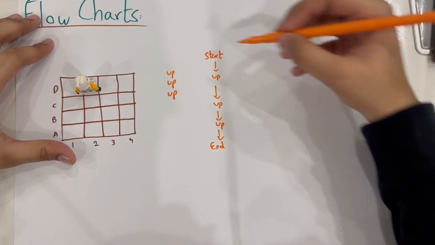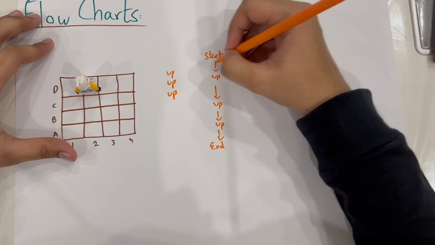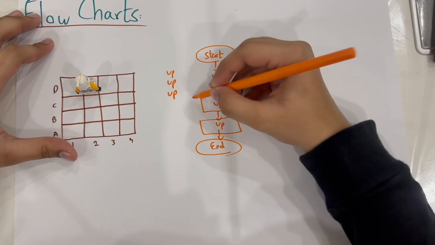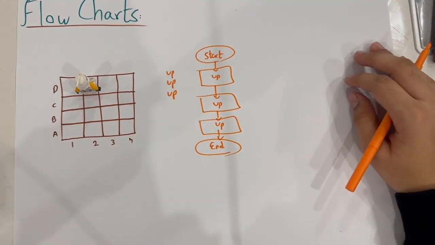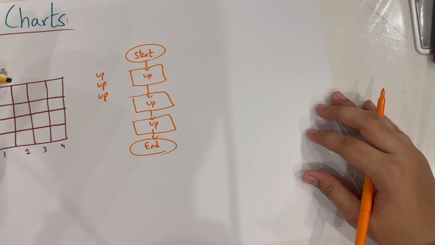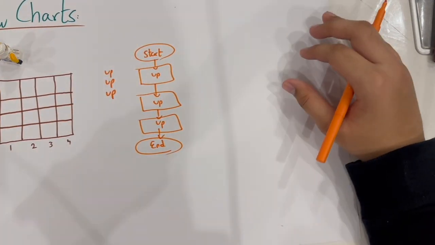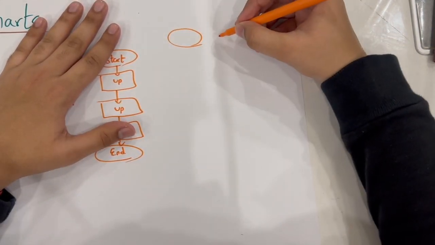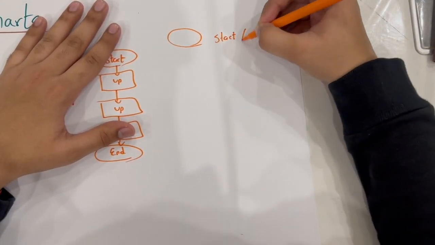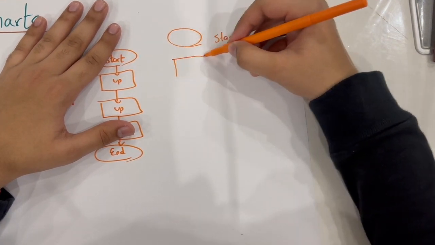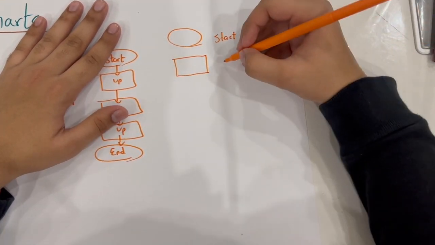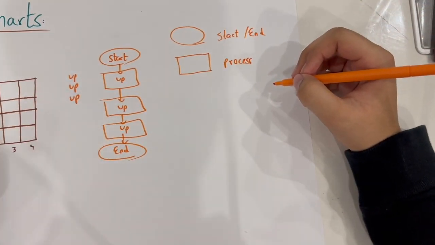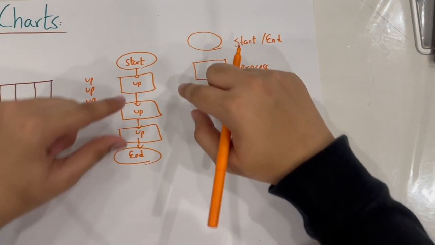All right. Now, this ain't over. We've got some shapes over here. We've got some ovals and we've got some rectangles. Why ovals and rectangles? Well, this is where you need to understand what flowcharts are. So flowcharts are the diagrammatic representation of a program, and each shape has its own use. So let's start with the shapes first. Oval always means start or end. Then we have a rectangle, which always means it's a process. And up, up, up is a process. That's why we registered it in a rectangle.